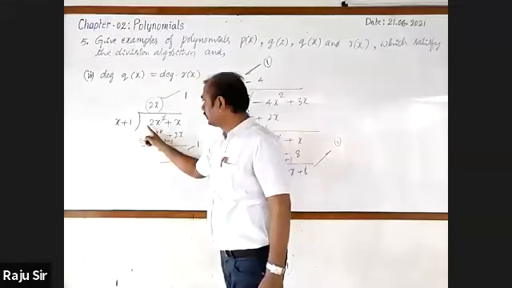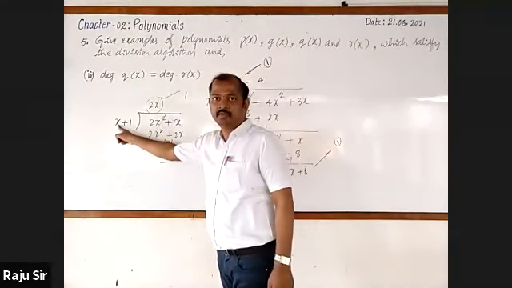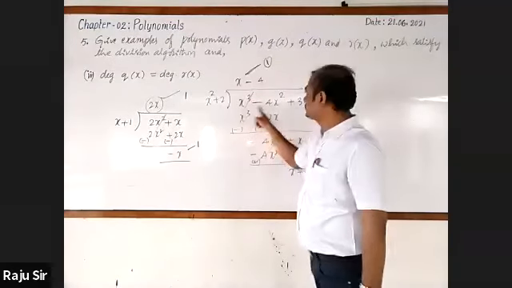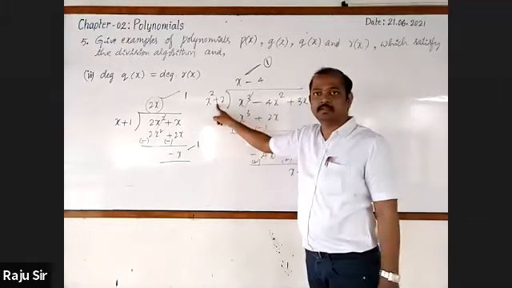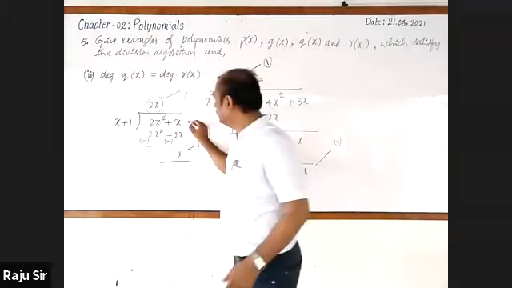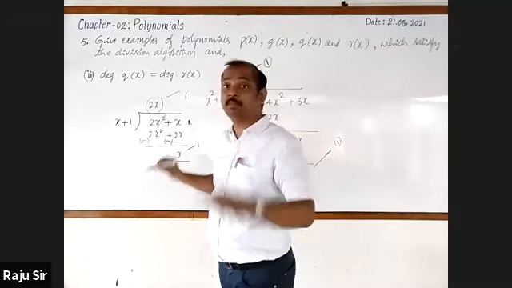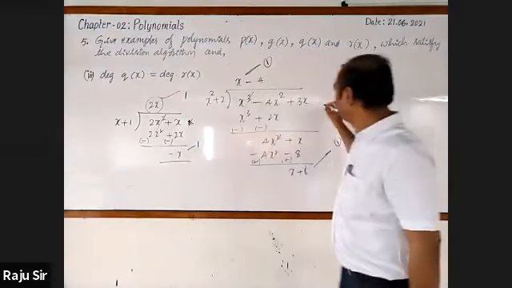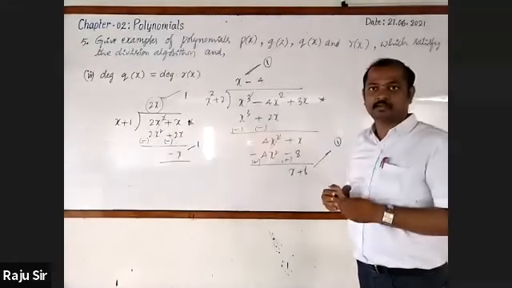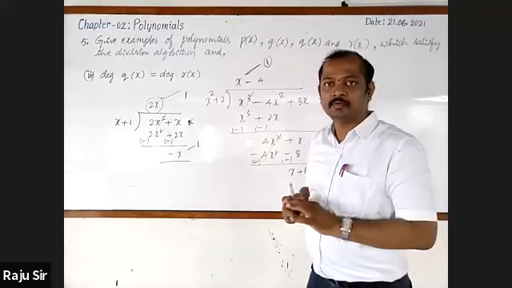Very good. You know, in the biquadratic, this is linear. Cubic, this is quadratic. And one more important thing: constant should not be there in P of x. Here, constant is not there. Followed? Yes, sir.